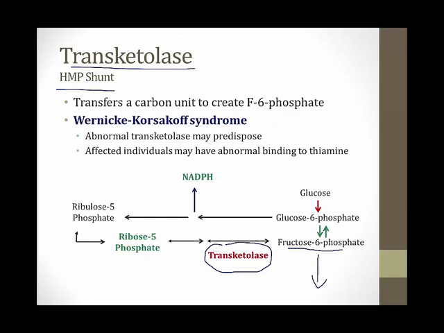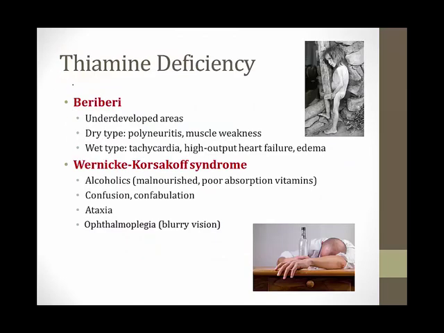The important thing to know about transketolase is that it may play a role in development of Wernicke-Korsakoff syndrome. Wernicke-Korsakoff is a syndrome that alcoholics develop when they are deficient in thiamine. It's a cognitive syndrome, and there are data that abnormal transketolase enzymes may predispose alcoholics to development of Wernicke-Korsakoff. In fact, the data say that affected individuals may have abnormal binding of thiamine to their version of transketolase inside of their cells. The two clinical syndromes that develop from thiamine deficiency are beriberi and Wernicke-Korsakoff syndrome.